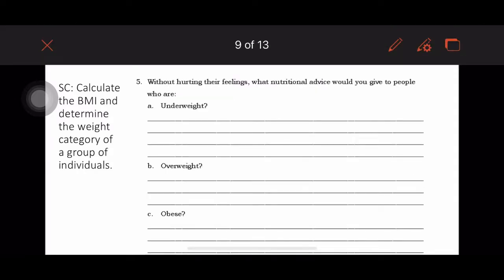Now, this next question is, without hurting their feelings, what nutritional advice would you give to people who are underweight, overweight, and obese? This question is related to values education, so I want to see good answers here. For example, I am overweight. As your teacher, I'm overweight and you're really concerned about my health. How are you going to tell me without hurting my feelings? Okay, you're going to write them here. I'd like to see some good answers.